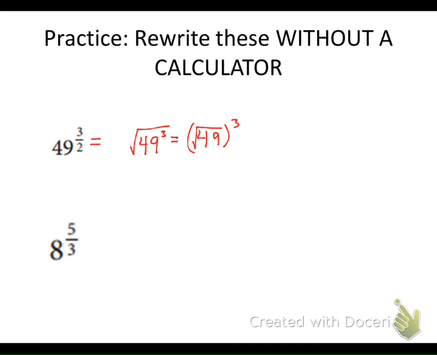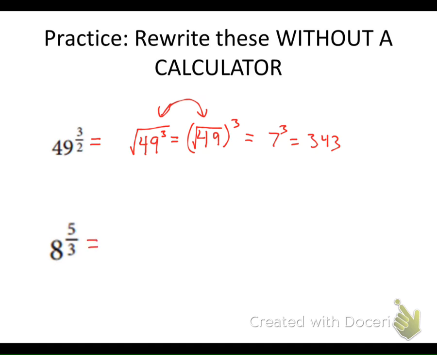And so, remember, this is on that very last slide. I talked about how those two are interchangeable, so I do that to make this a little bit easier, and I can see the square root of 49 is 7, and then I raise 7 to the third power, which I don't even know what that is. Let me get my calculator. And that's 343.